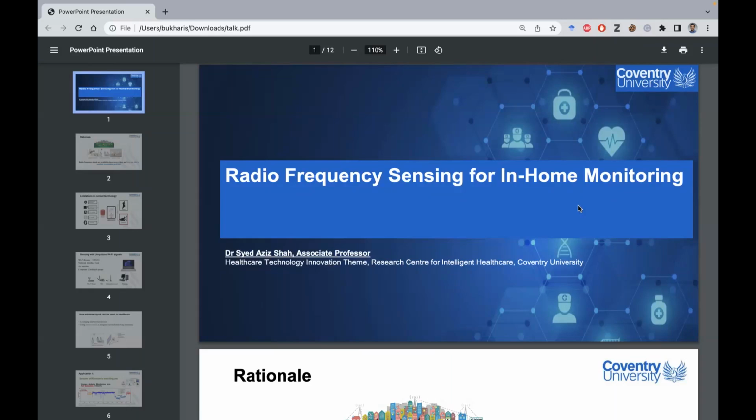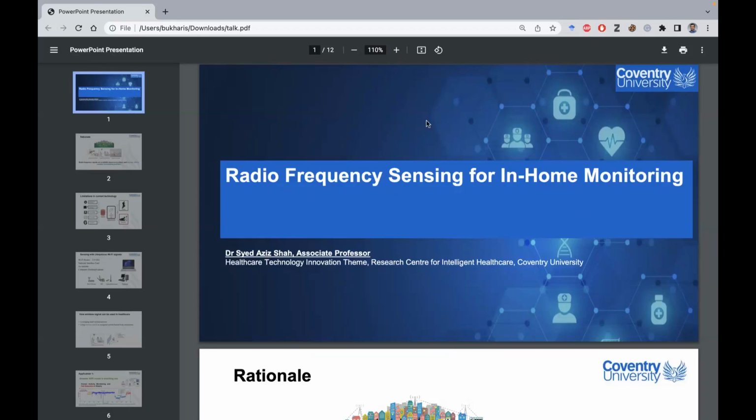Like my friend has introduced me earlier, my name is Saeed Aziz Shah, and I'm working as an associate professor in the Research Center for Intelligent Healthcare in Coventry University. I've been working in this research center for more than 2.5 years now. As described earlier, my main research interest is using radio frequency sensing for different healthcare applications for in-home monitoring.